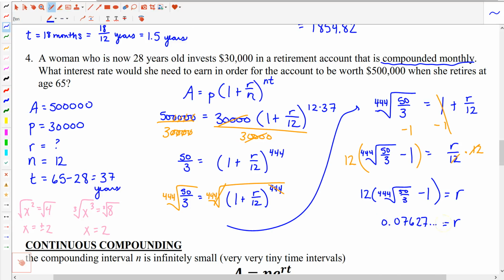So then for this interest rate, moving this decimal over 2 spots, it would be 7 point, and then I could round to however many decimal places I needed my percent to be. Maybe I'll take this out to 2 decimal places. So this would be 7.63%, and then APR.